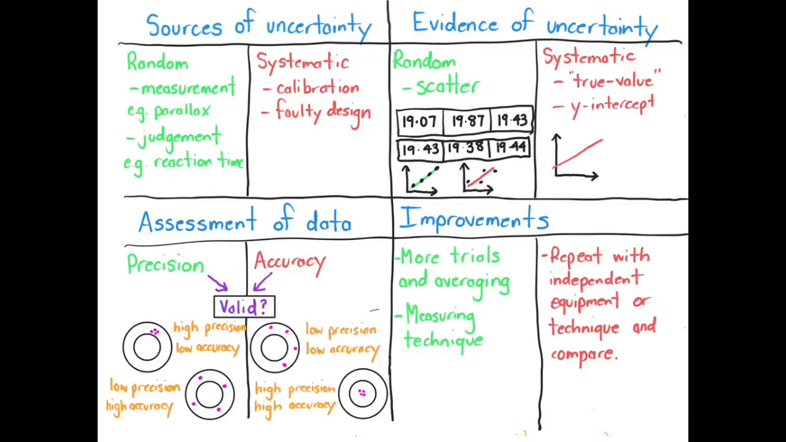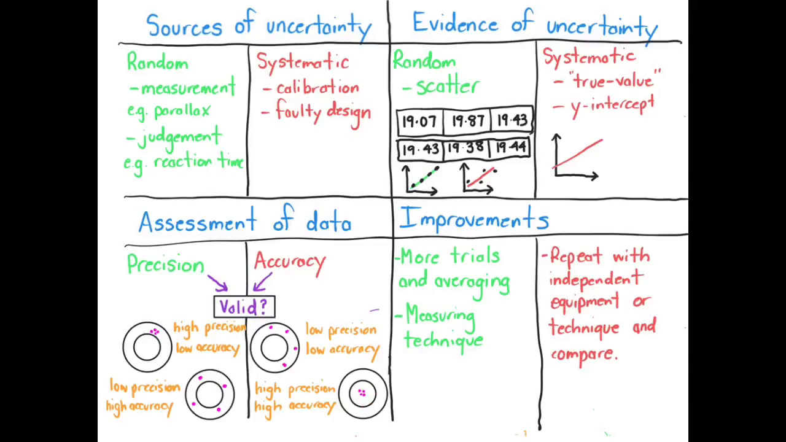What we would really like in an ideal world, and we can't always get there, is to have high precision and high accuracy. So we're on the true value and we're spot on. All our trials are very close to each other.